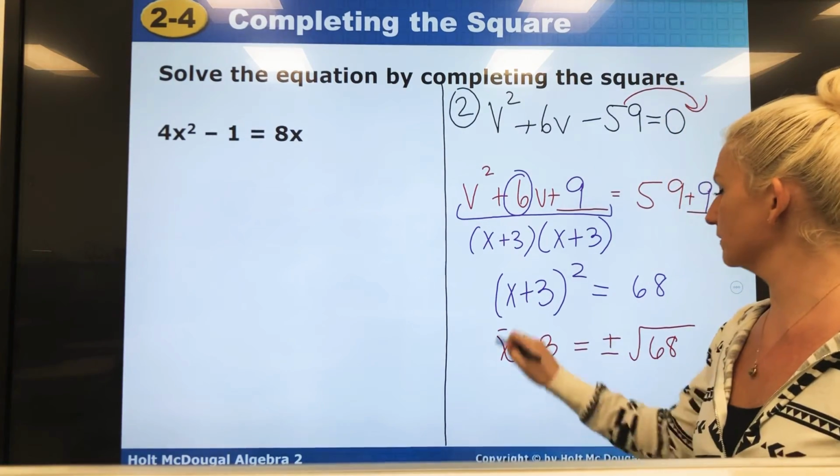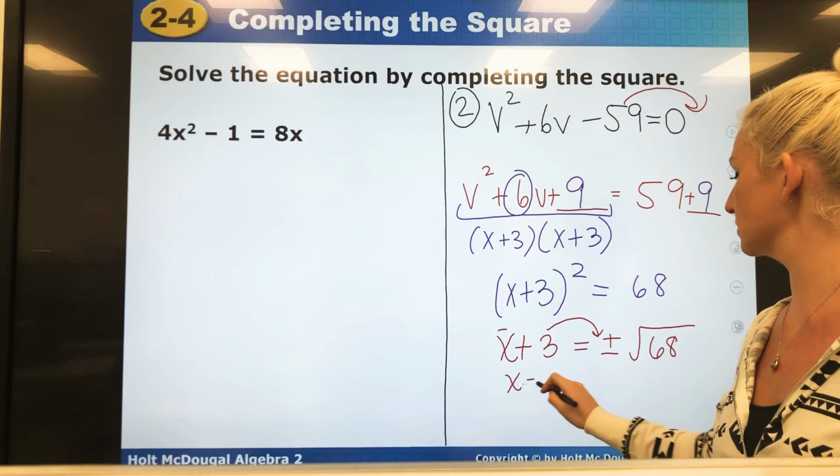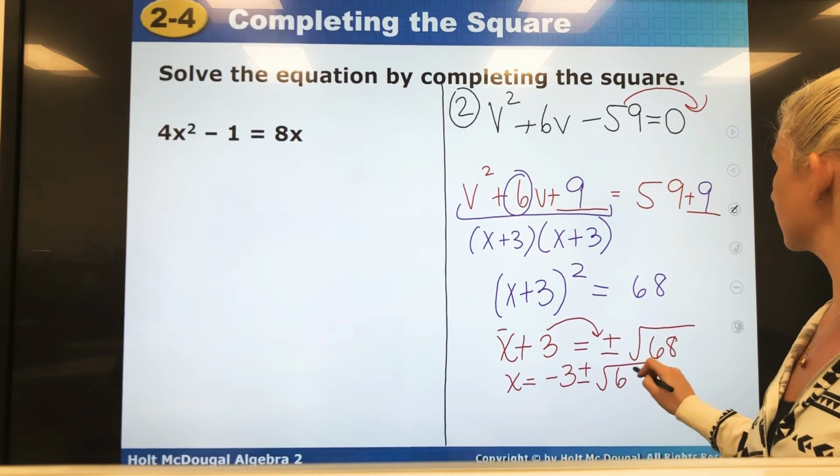So again, I'm solving for x. So I'm going to subtract the 3, right? So I have x equals negative 3 plus minus the square root of 68.